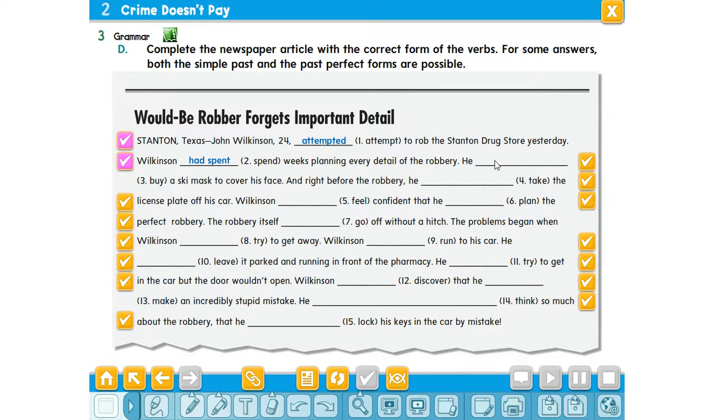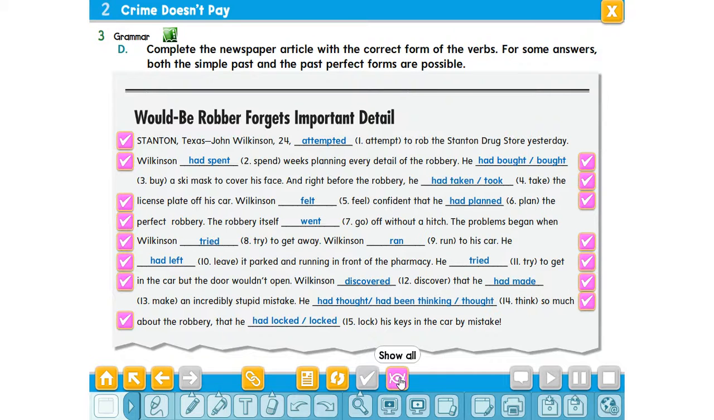We have here two choices. We have he bought or had bought. Had bought or bought. All of these are correct. You complete the answers of this exercise, and that is all for today's lesson. You will do the exercise that I will send to you.